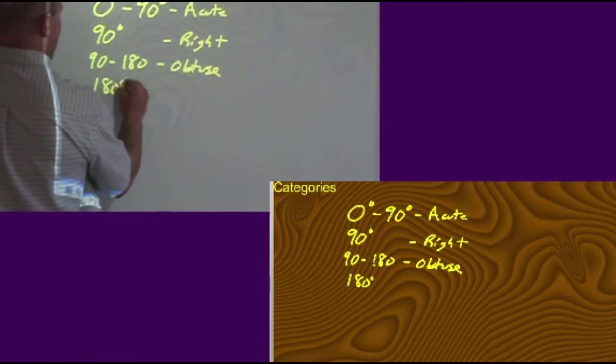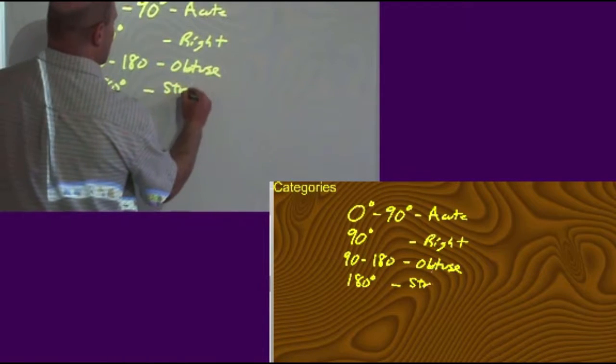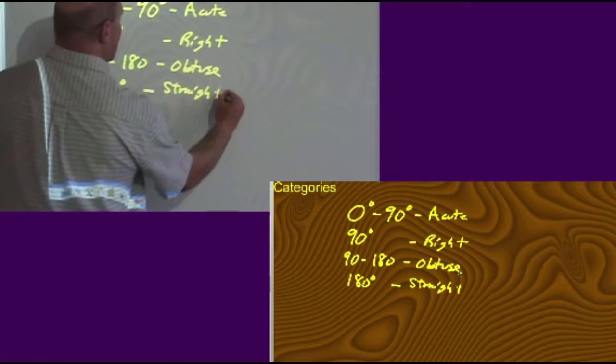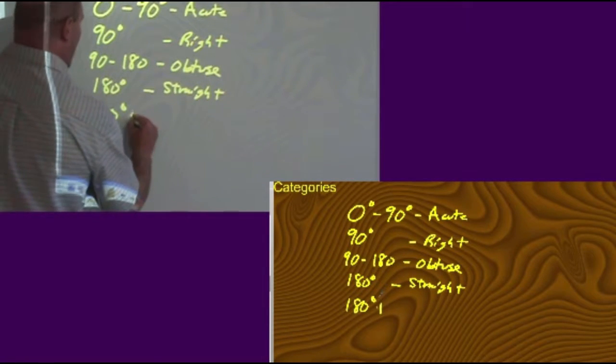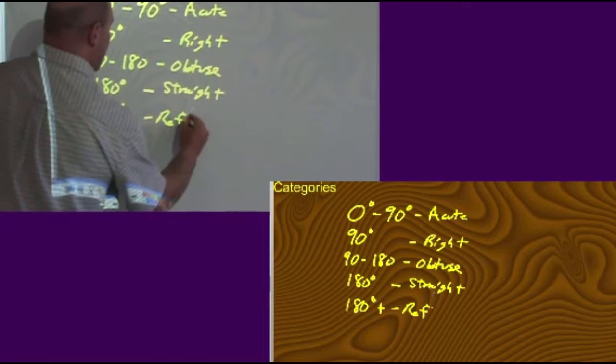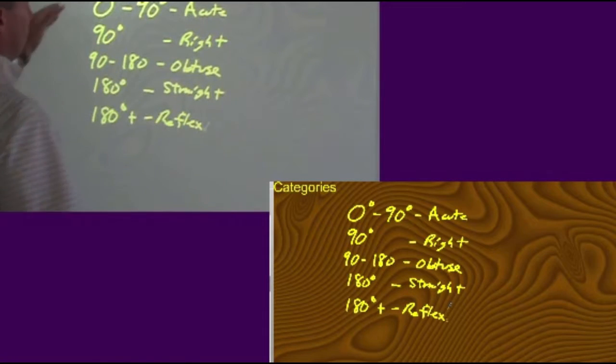And 180 degrees is called a straight angle. And 180 degrees or more is called a reflex angle. So those are your 5 categories, the way that we work with and deal with angles. So pretty simple, pretty straightforward. This is probably something that you already knew.